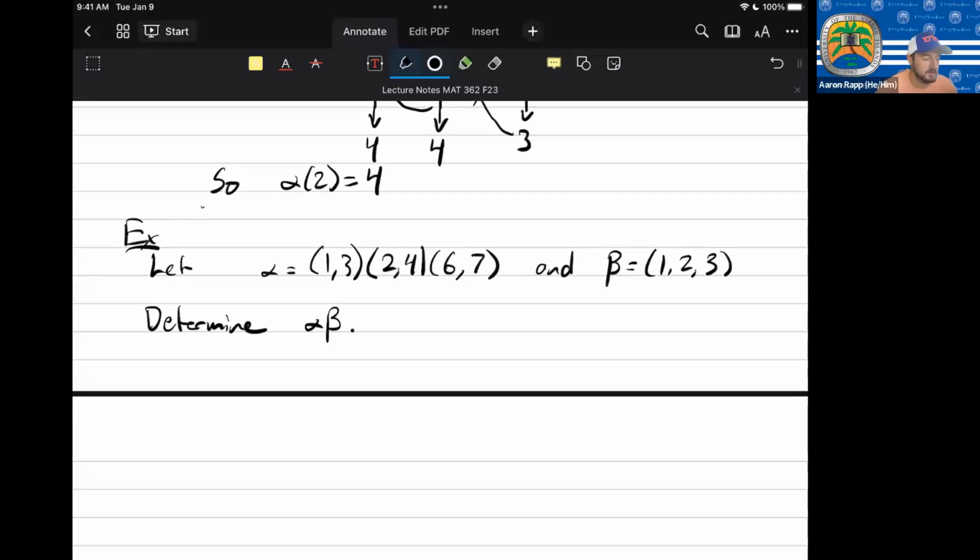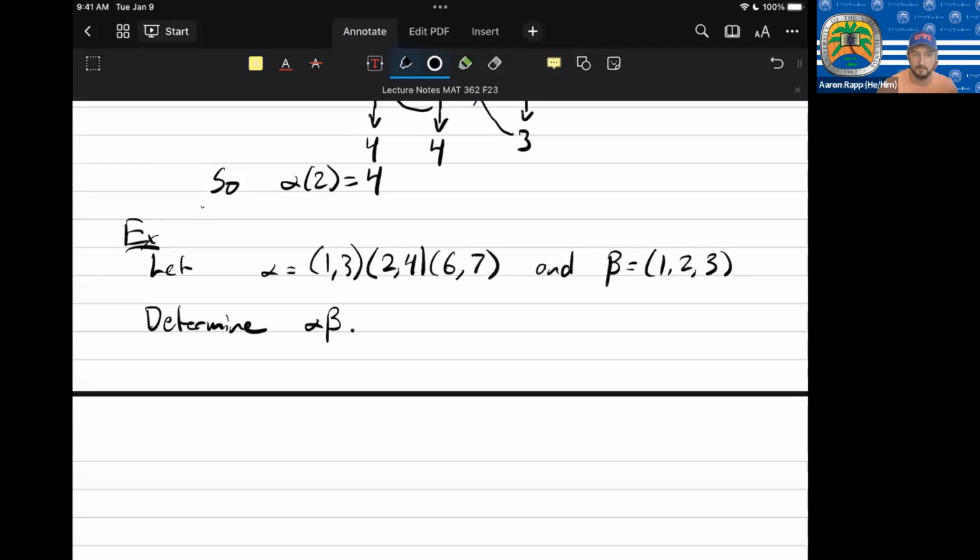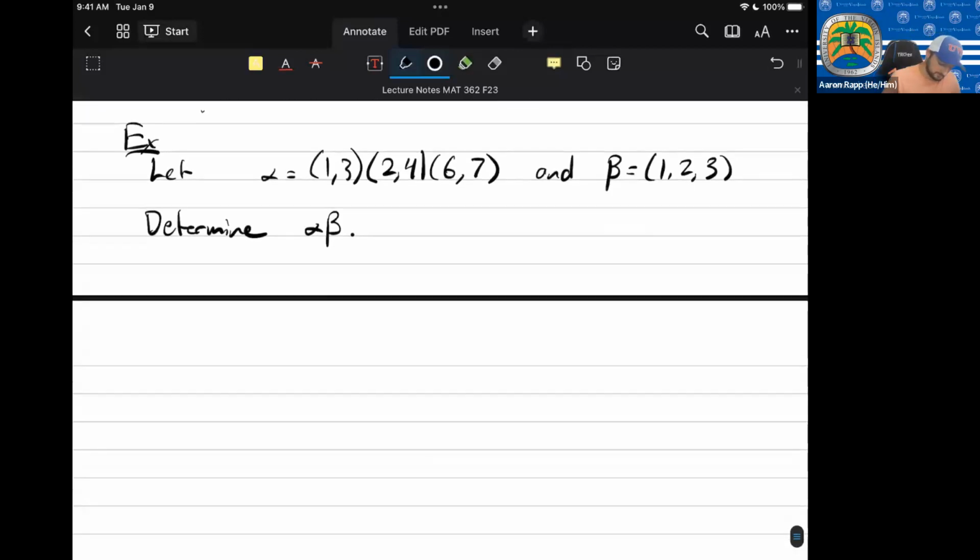Yep. So first thing I have to identify is what symmetric group am I working in? S7. Yeah, S7, because when I go through and look at all of the numbers and all these permutations, the highest one I see is 7. And we said that's what we're always going to assume is our symmetric group. So we're working in S7, which means I have 7 inputs.